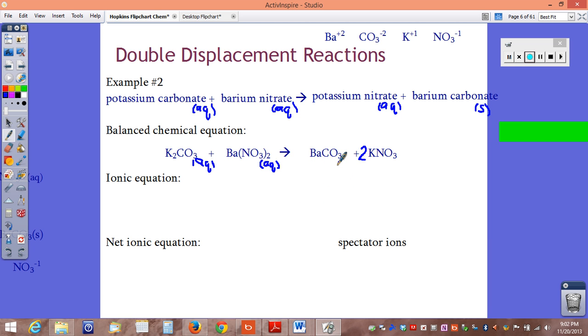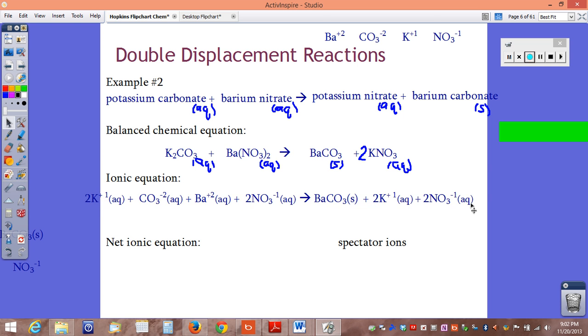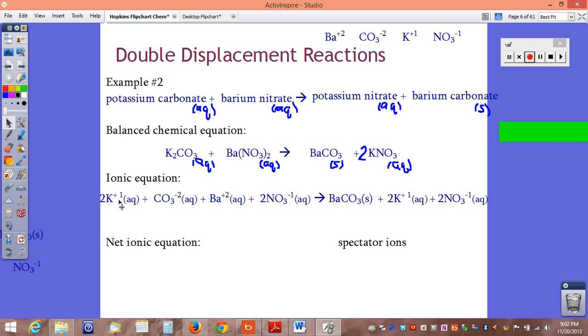Solid there. And aq. So I'm going to break up everything but the barium carbonate. Notice how the charges here match up with what the charges were on the periodic table. +1 for potassium, +1 for potassium, -2 for carbonate, -2 for carbonate, and so on.